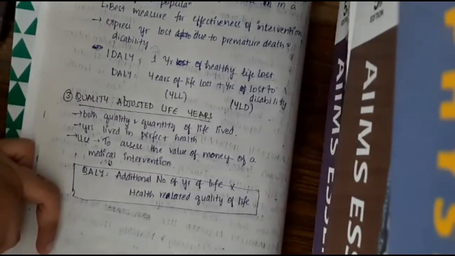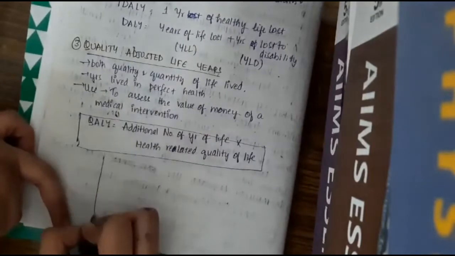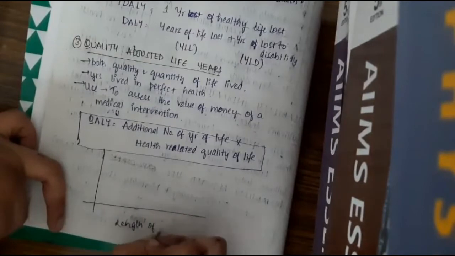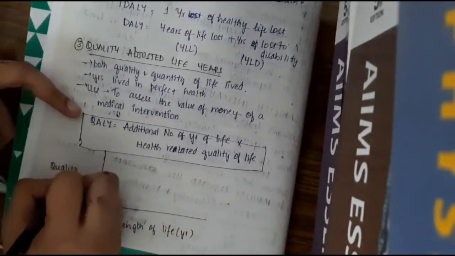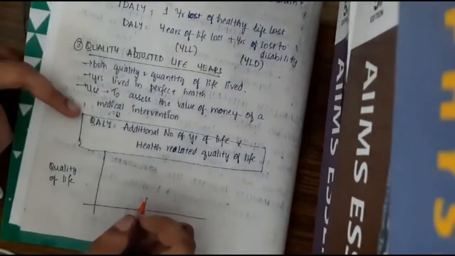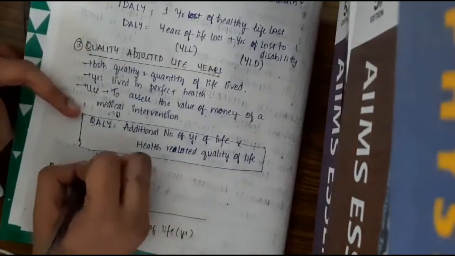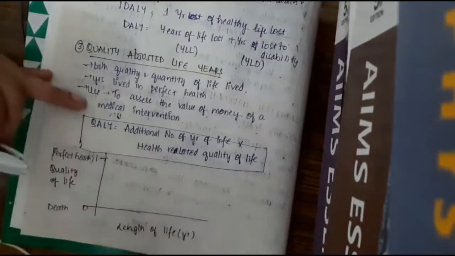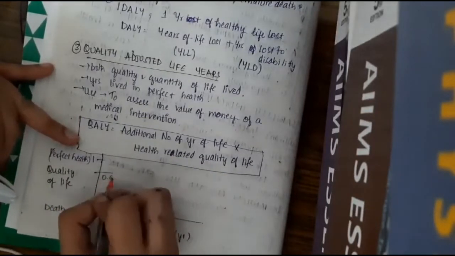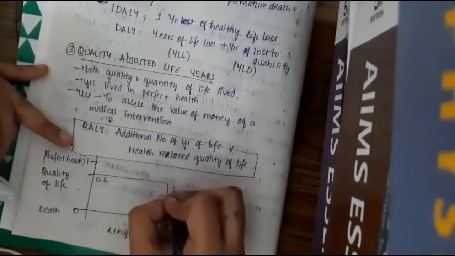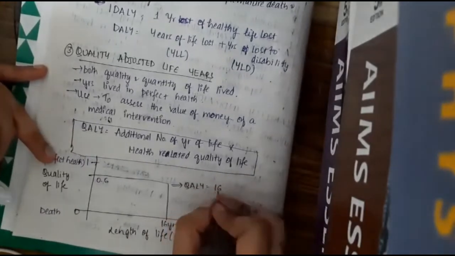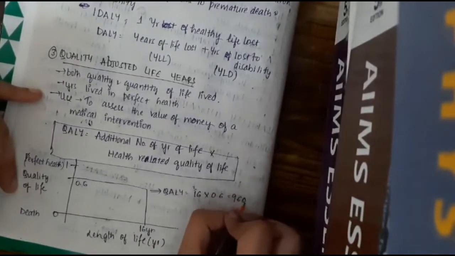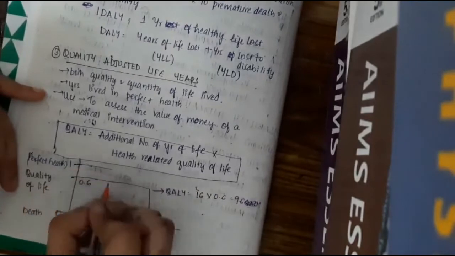So here in quality adjusted life years we have two things. On the y axis we have quality of life, and on the x axis we have length of life in years. Quality of life is given an index: perfect health is 1, and death is 0. So if a person lived with a quality of 0.6 for 16 years, then quality adjusted life years is equal to 16 into 0.6, that is 9.6 years.